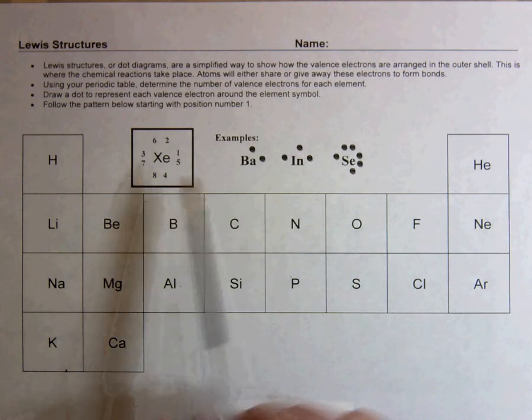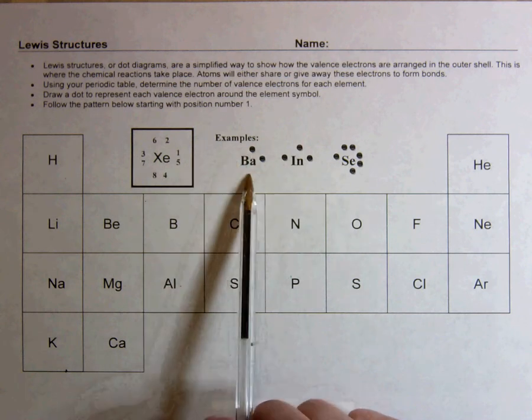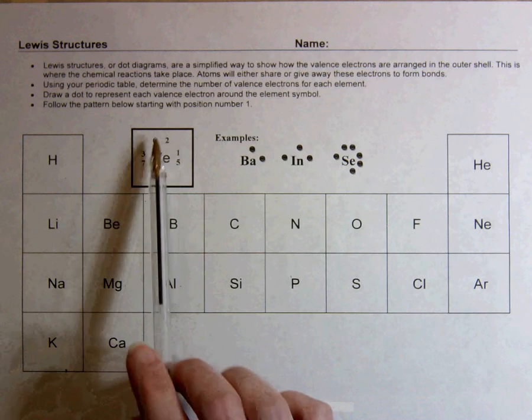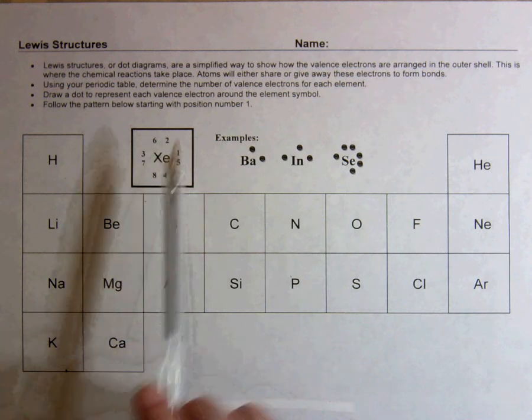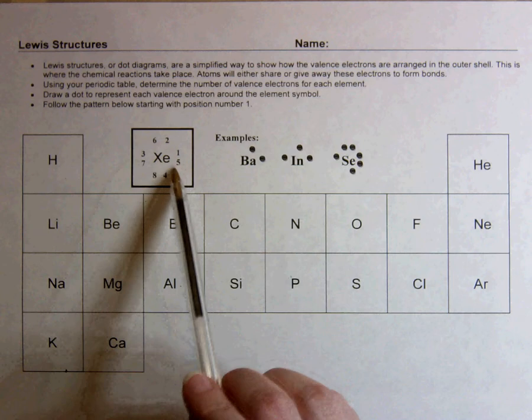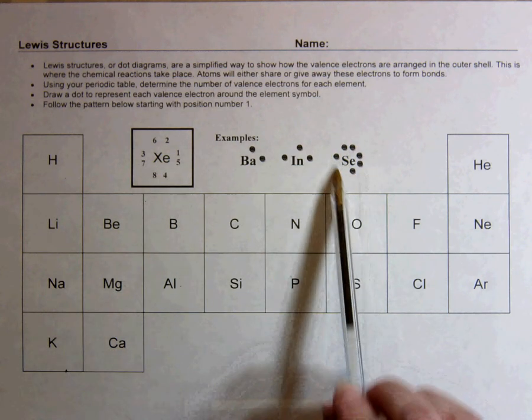Where these dots go is important. They go around the outside, but not just in a circle. They actually kind of make a box. So notice 2 go across on the top, 2 go across on the bottom, 2 go up and down on the left, and 2 go up and down on the right. So that when you're done, you end up with kind of a box shape.